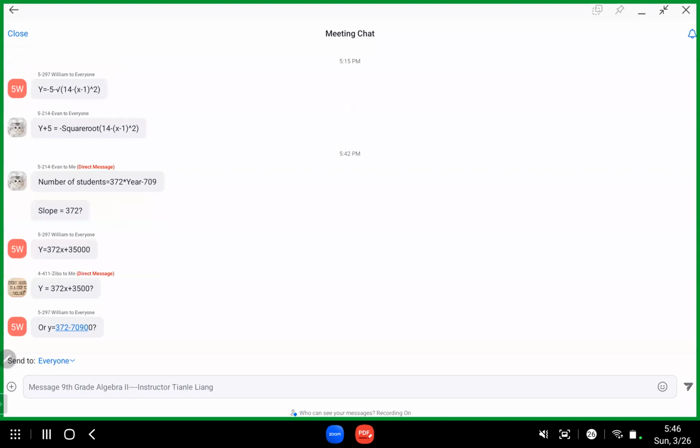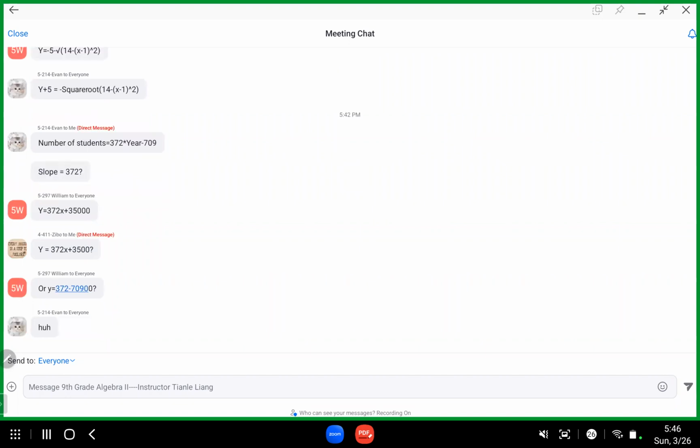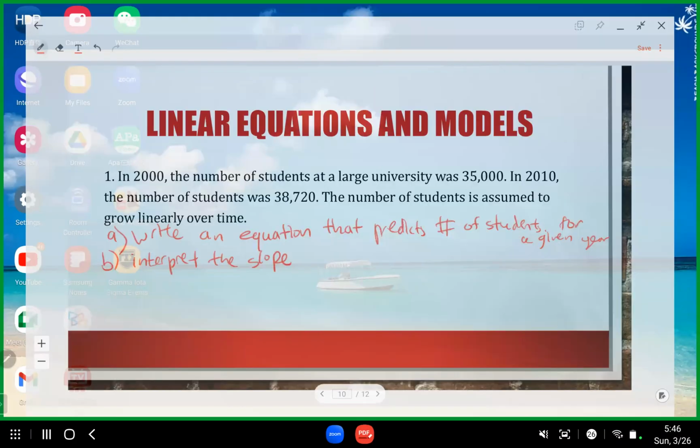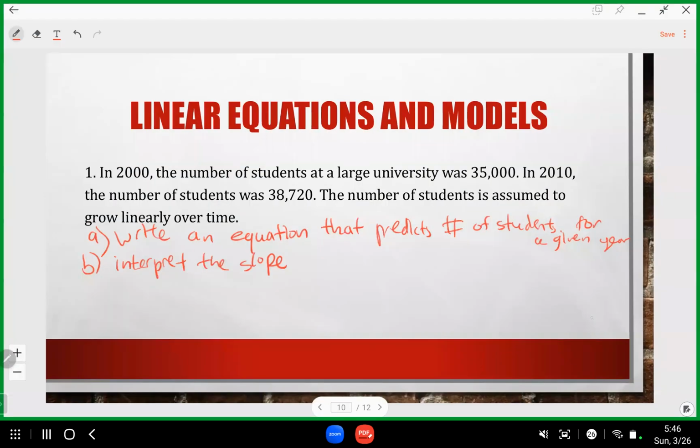So William says 35,000 and then changed it to minus 70,900. Okay, so let's see. It all depends on how you look at it. Write an equation that predicts the number of students for a given year. So in 2000, the number of students at a large university was 35,000. Great. We already have a point.